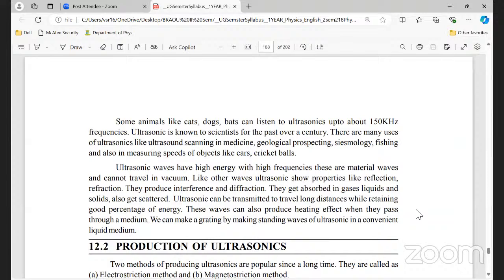Diffraction means, at any obstacle, the light ray incident at the edges of the obstacle bends and enters into the geometrical shadow, and that you can call diffraction. In the case of diffraction, you can observe the variation of intensities. In the case of interference, bright and dark fringes are observed. In diffraction itself, you can observe the interference.